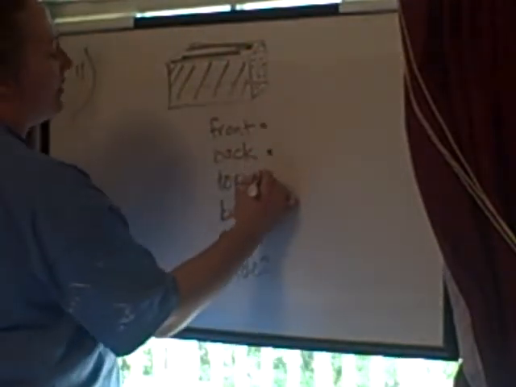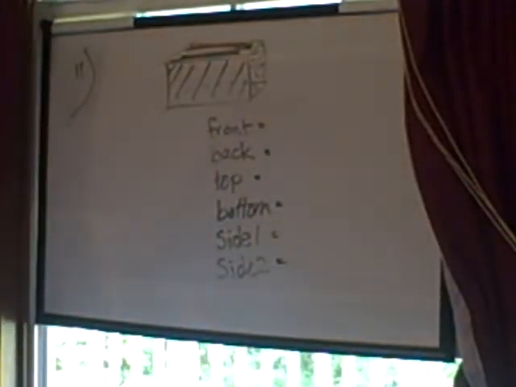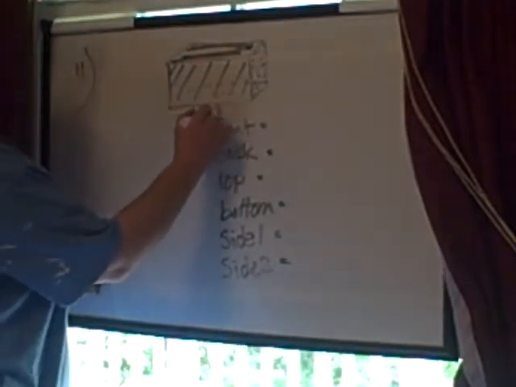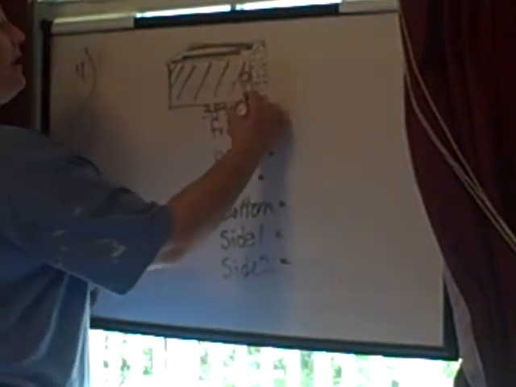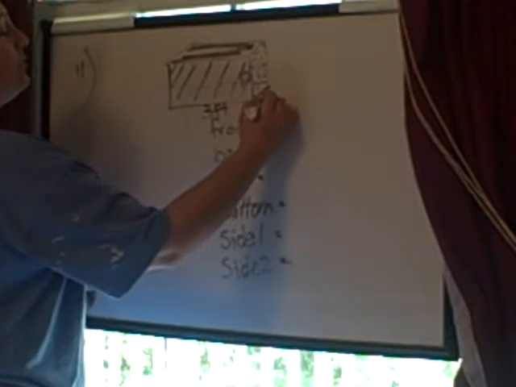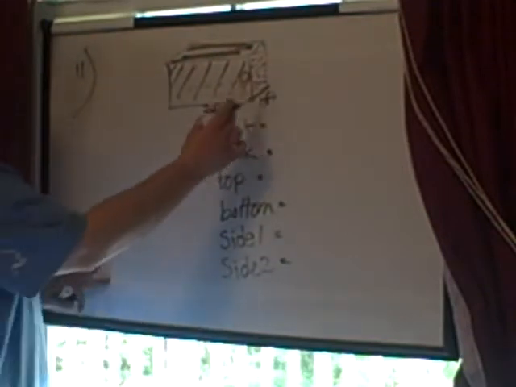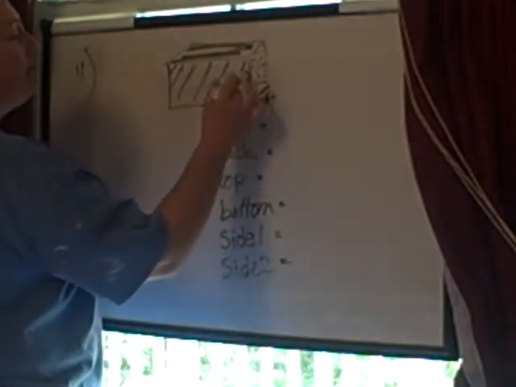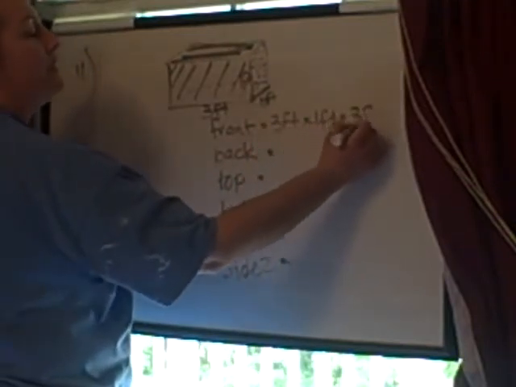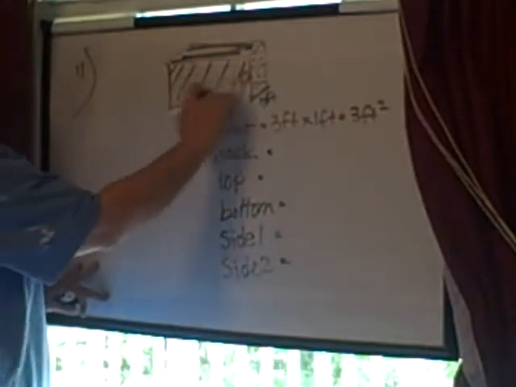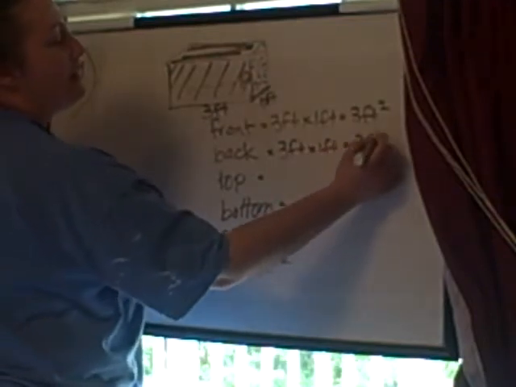If we find the area of all 6 faces and add it together, it would be the surface area of this rectangular prism. The front face has a base of 3 feet and a height of 1 foot, and it has a depth also of 1 foot. So to find the area of the front face, I multiply 3 times 1. 3 feet times 1 foot is 3 feet squared. The back is the same as the front: 3 feet times 1 foot, which is 3 feet squared.